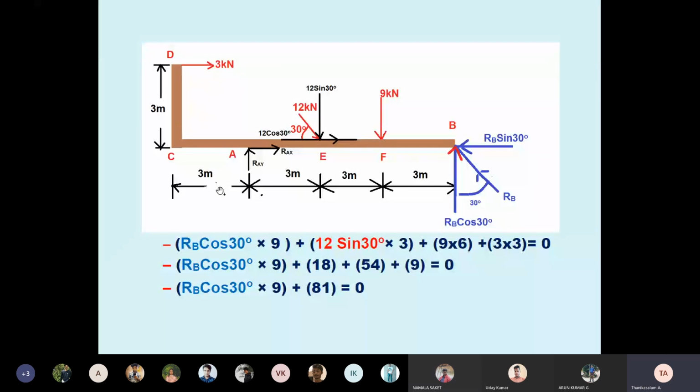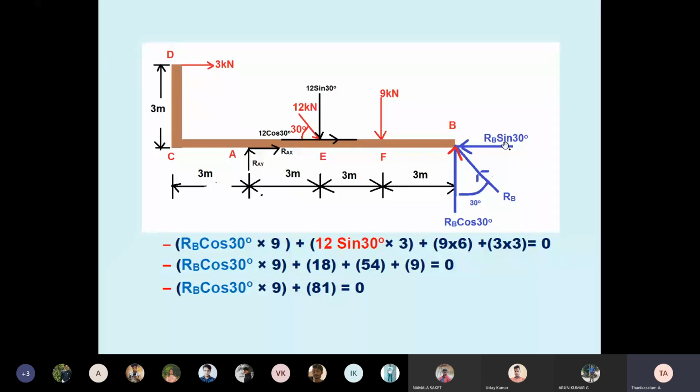So keep in your mind, while taking moment, any forces that come to the reference point, act at the reference point, or go from the reference point do not give moment. See the A point, RAX acting does not give moment. The 12 cos 30 acts along the line through A, but the thickness is not given, so it is considered to go from A. It acts at E, but it is horizontal. Therefore the line of action, the effect goes from A only. So 12 cos 30 does not give moment.